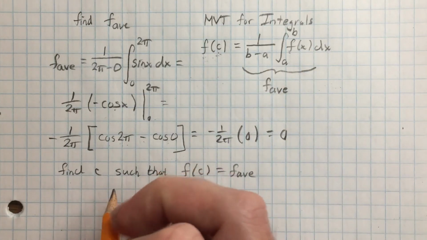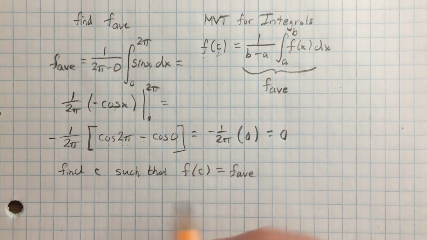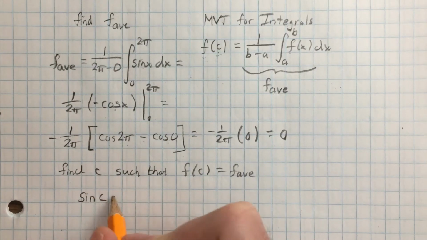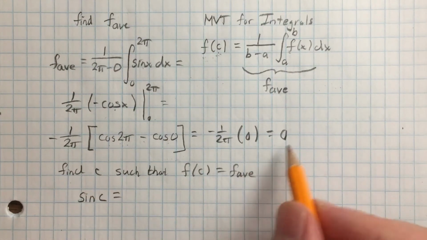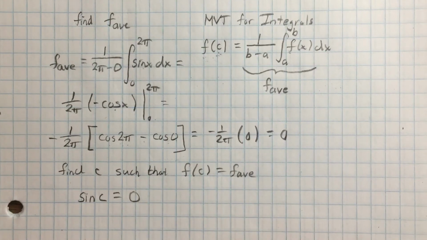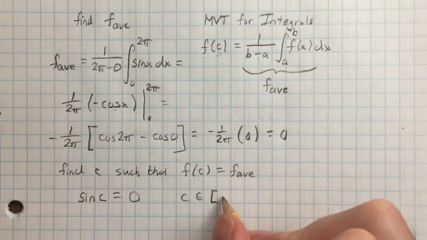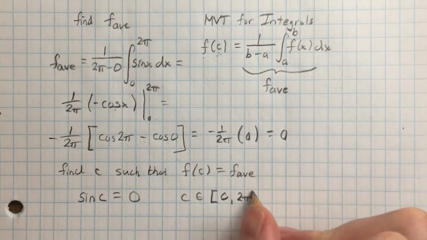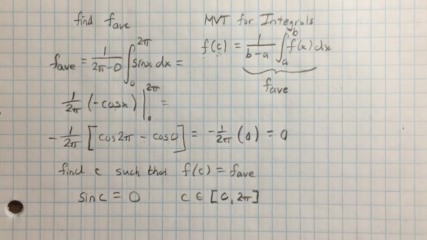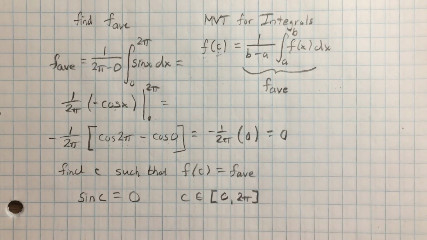So here we would take sine of c equals f average, but f average was 0. So sine of c equals 0. But c has to live in the 0 to 2 pi interval. c has to be in the original interval. There's actually 3 places where that would happen, right? On this interval, we know that c could be 0, pi, or 2 pi.